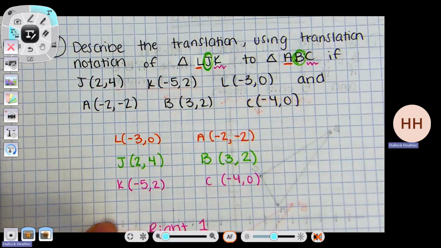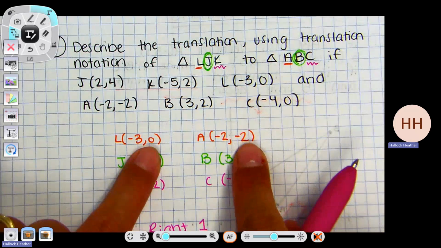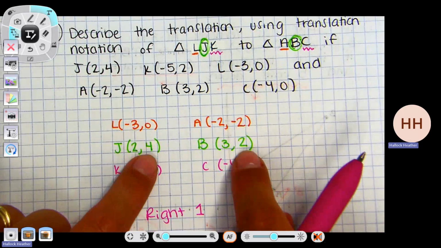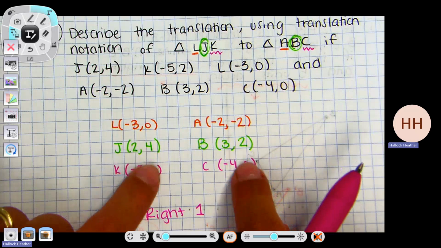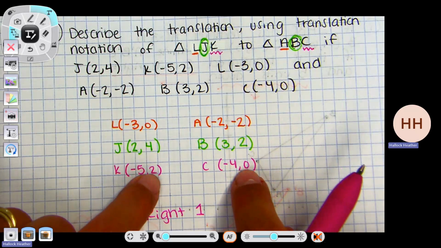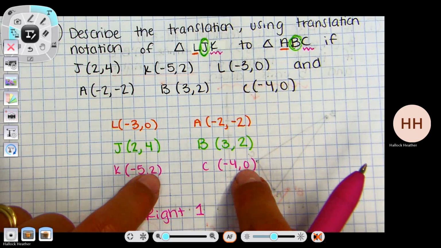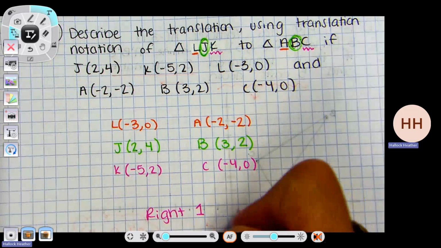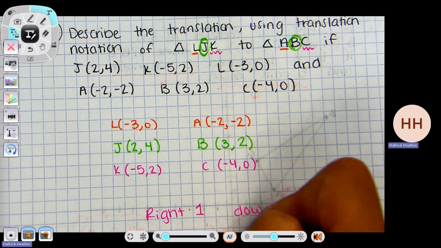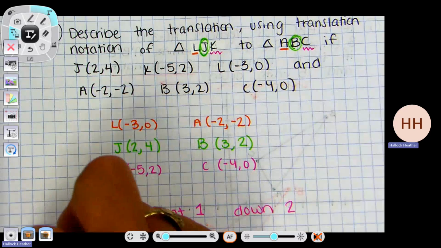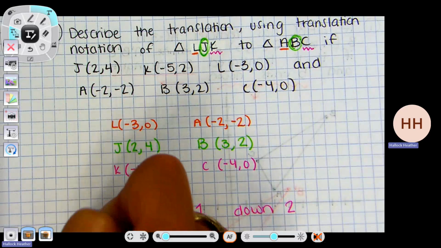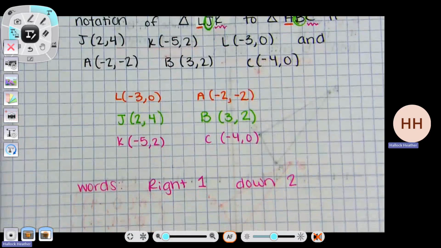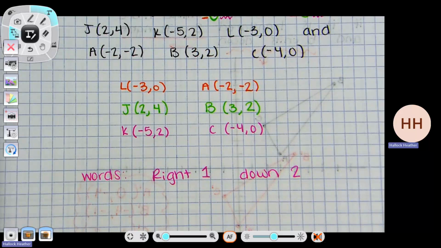Now let's look at the Y's. So I'm comparing every single Y. It should work every single time. So I have 0 to -2. I have 4 to 2. And I have 2 to 0. What do they do every single time? Not left. They're going down because it's your Y. So they went down 2. So if it says to describe it in words, you went right 1, you went down 2, because you're just comparing the numbers. The X is the left or the right, the Y is the up or the down.